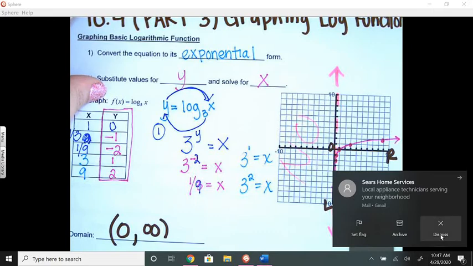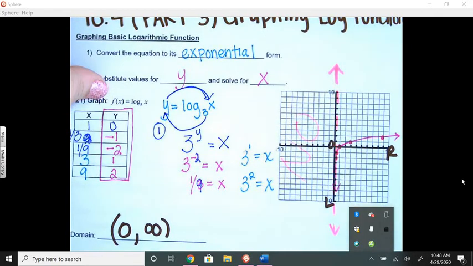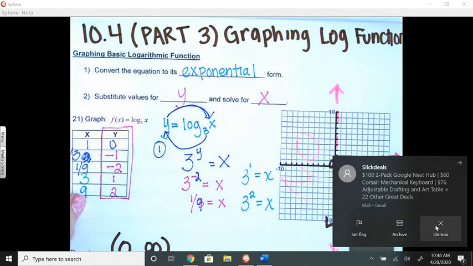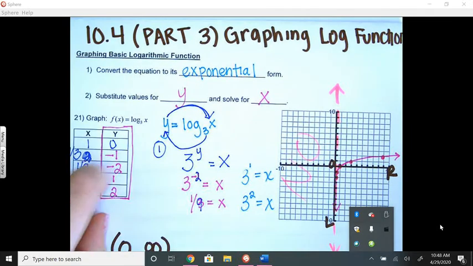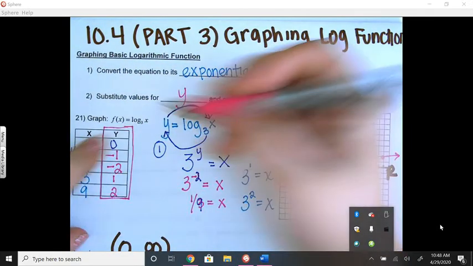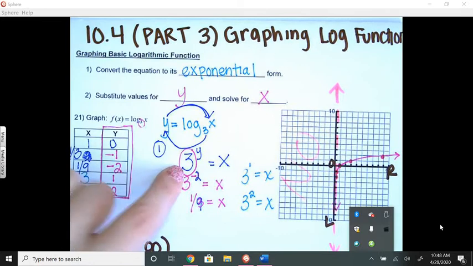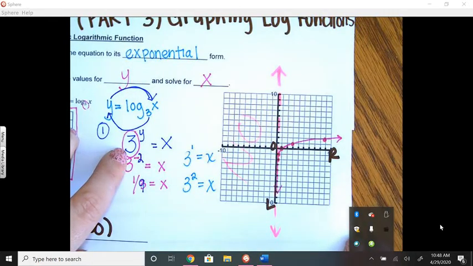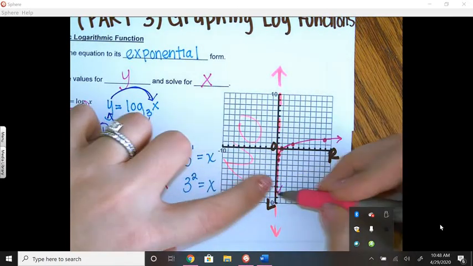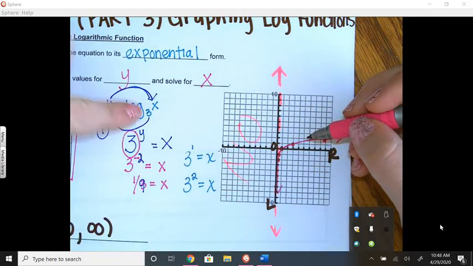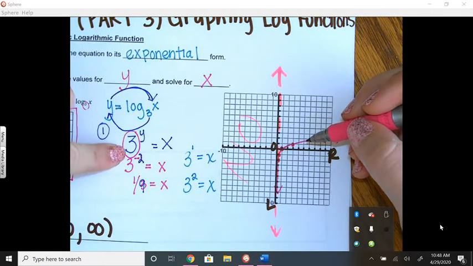Okay, so let's go ahead and try to graph another one here. Before we move on, I do want to point out that the base here is 3. And remember what we learned in 10.3: when the base is greater than 1, it represents growth from left to right. From left to right it's going upward, so the same rules apply because the base is greater than 1.